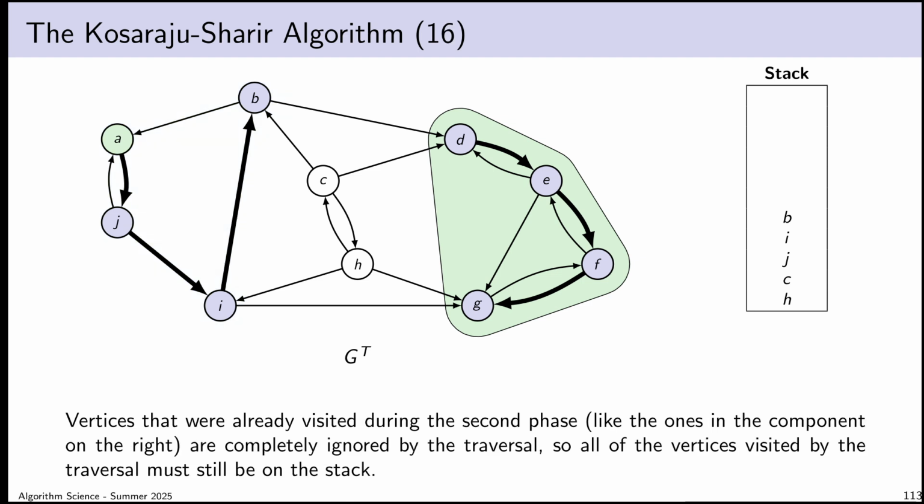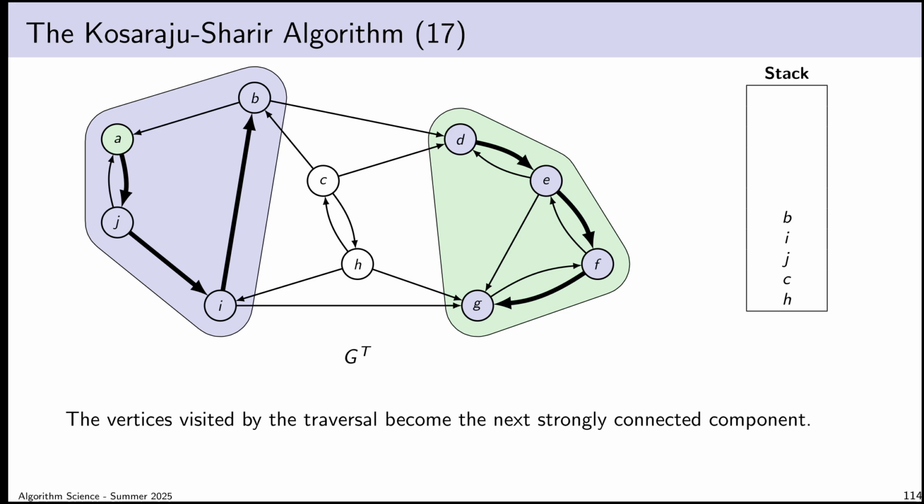So notice that vertices that had already been visited during the second phase, so for example, the ones over here, those are going to be ignored by my traversal. So although my traversal does go from A to J, from J to I, and from I up to B, when I'm at vertex B, I'm not allowed to follow this edge because at the other end of the edge is something that's already visited. And so what that tells me is the set of things visited by this traversal, the ones that are part of this traversal tree, are just these four vertices, and that's my next component.